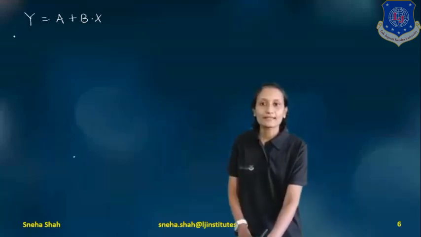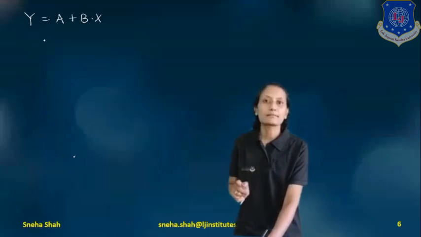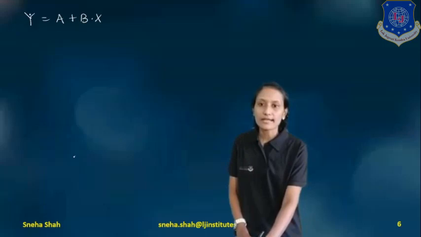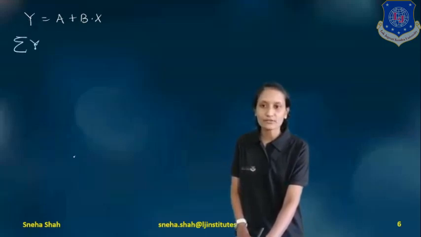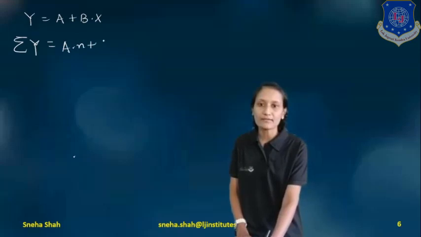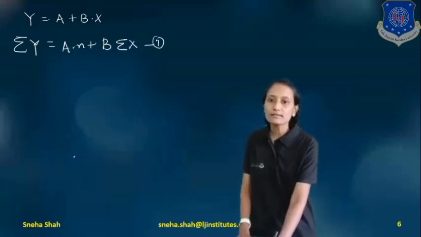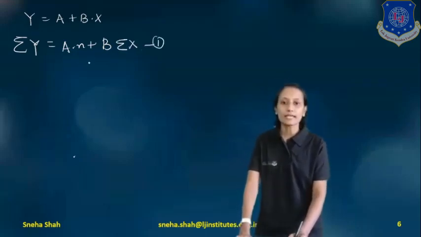So after multiplying this equation with 1, we take the summation to find the first normal equation. This term becomes y into 1, that is y, and taking the summation, the term will be summation y. This equals a into 1, and the summation of 1 has the value n, so this term becomes a into n plus b, where the constant stays as it is, and this term is summation x. So this is equation number 1, the first normal equation.